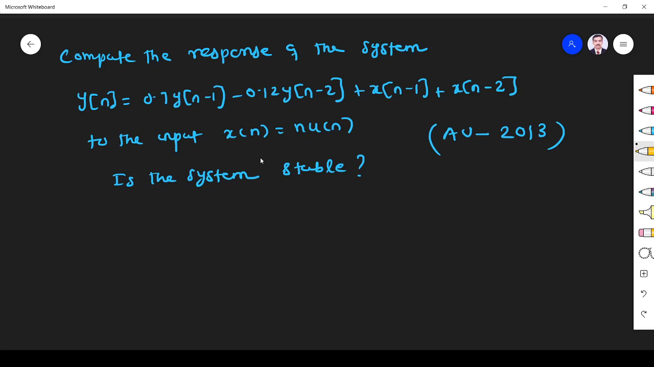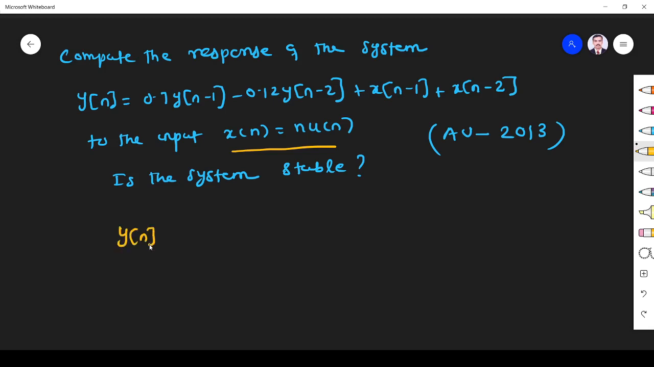It's very simple. If you want to find the response of the system, what do you have to do? Here they have given the input x of n. For this input we have to find the response. So whenever we want to find a response, we must find the transfer function. Let us see that. Okay, so y of n is given here.